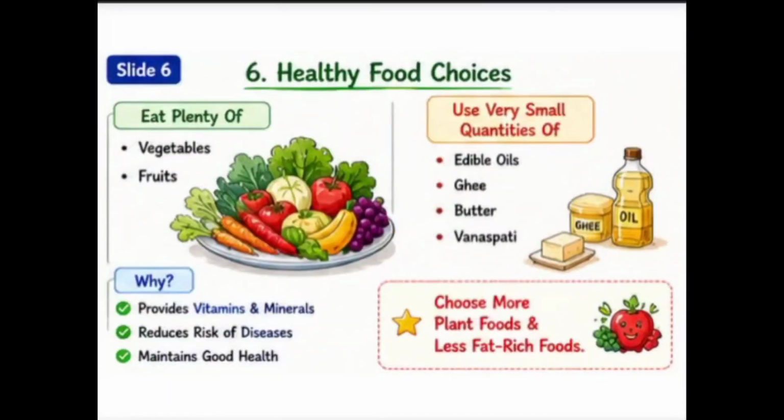Let us now discuss the healthy food choices. The first recommendation is to eat plenty of fruits and vegetables. These foods provide essential vitamins and minerals, reduce the risk of diseases and help to maintain overall health. And the second recommendation is to limit the consumption of fats such as edible oils, ghee, butter and vanaspati. While fats are necessary for the body, excessive intake can contribute to health problems. So, a simple rule to remember is to choose more plant-based foods and fewer fat-rich foods.